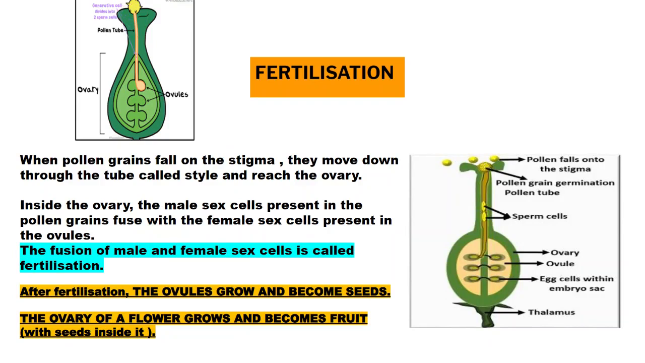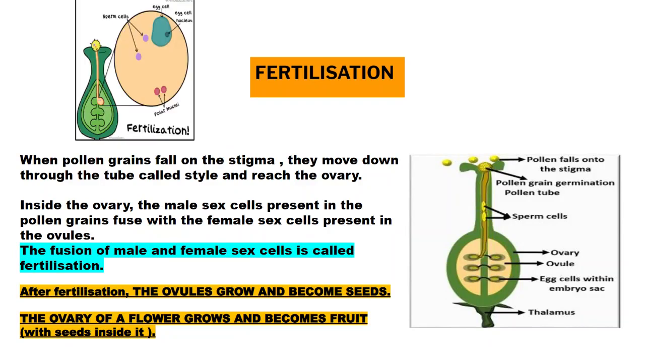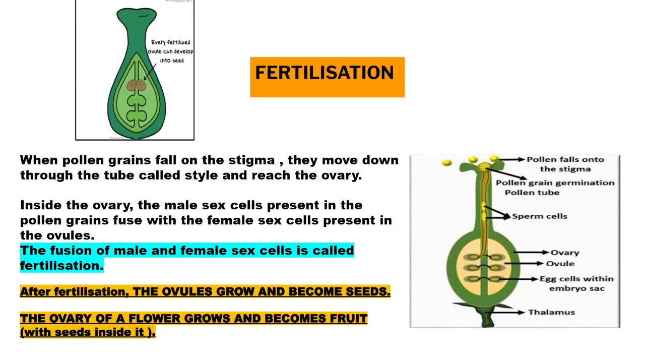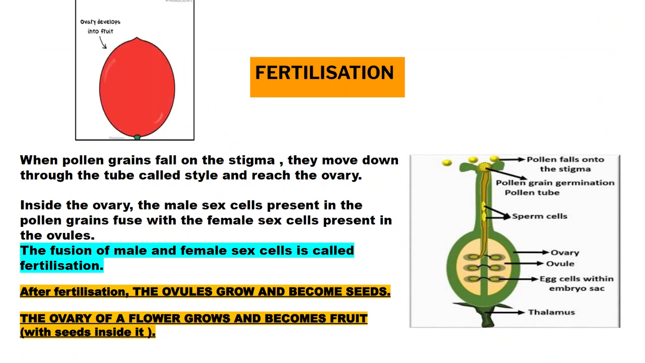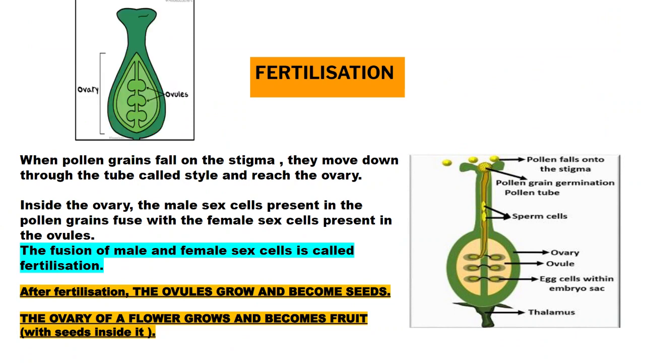What is fertilization, children? The fusion of male and female sex cells is called fertilization. We all know that pollen grains carry the male sex cells and ovules are the female sex cells. So when they fuse together, this is known as fertilization. What happens here, children?